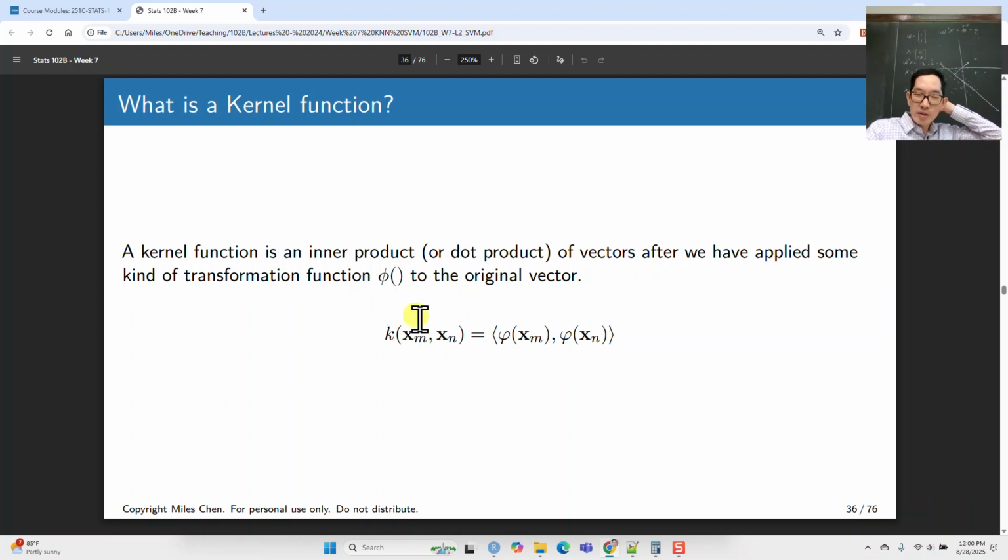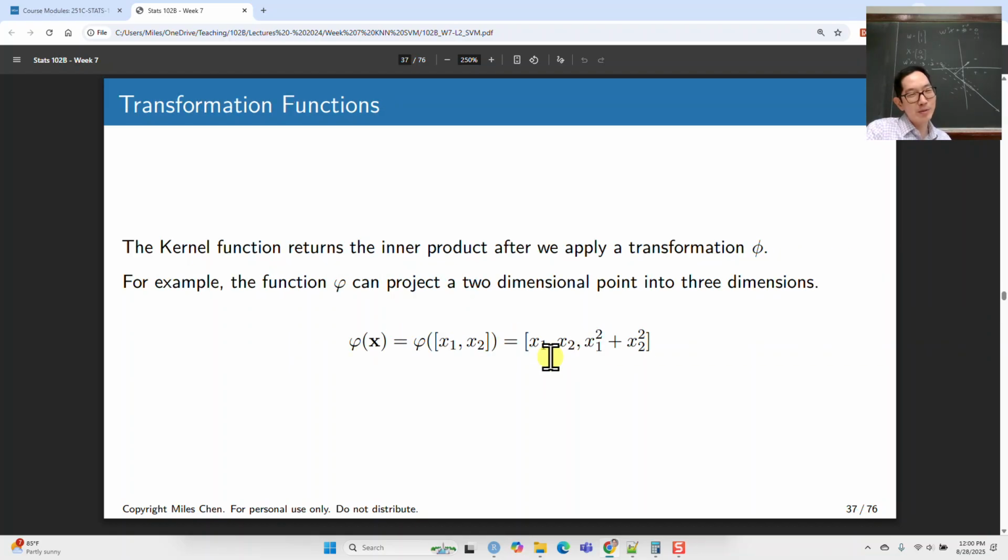And what this is going to be is basically the inner product, or the dot product, of these vectors after we apply some kind of phi transformation function. We apply some function phi to it, which transforms our vector into a different vector, and then we take the inner product. So let me illustrate with an example.